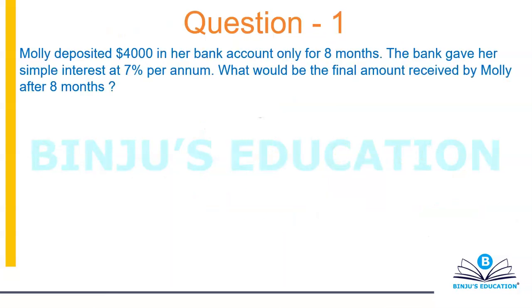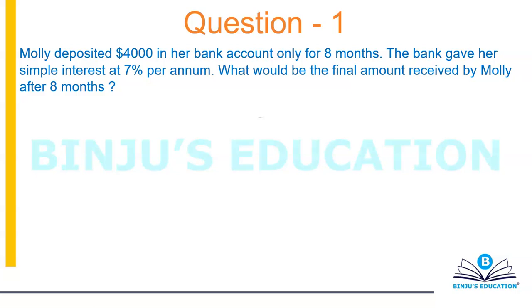Pause the video and try this question, please. Alright, let's try this one. Molly deposited $4,000 in a bank account only for 8 months. The bank gave her simple interest at 7% per annum. What would be the final amount received by Molly after 8 months?